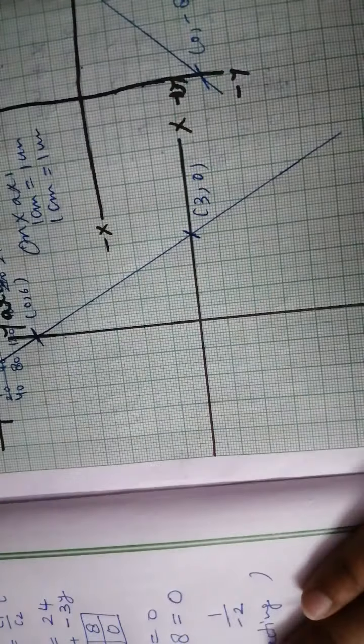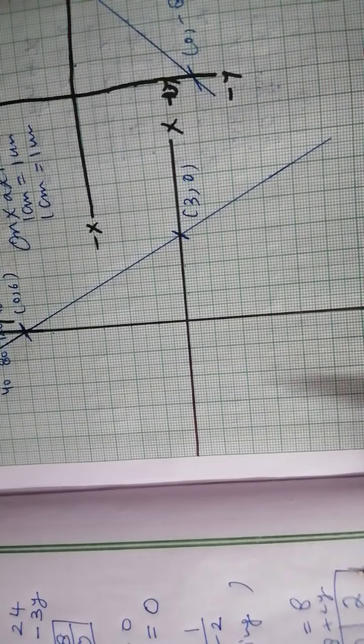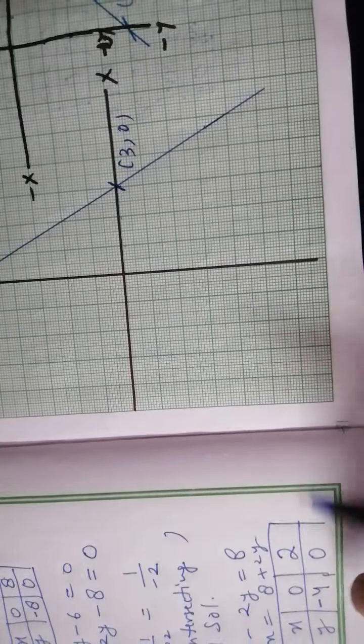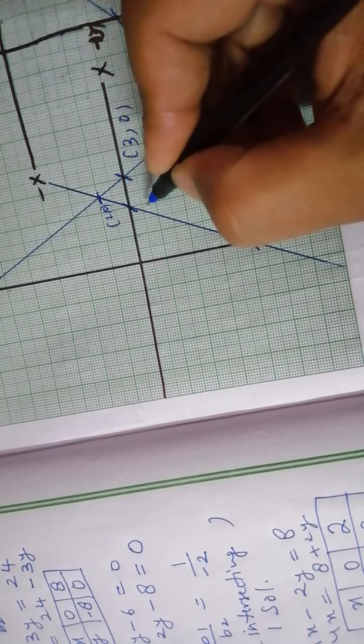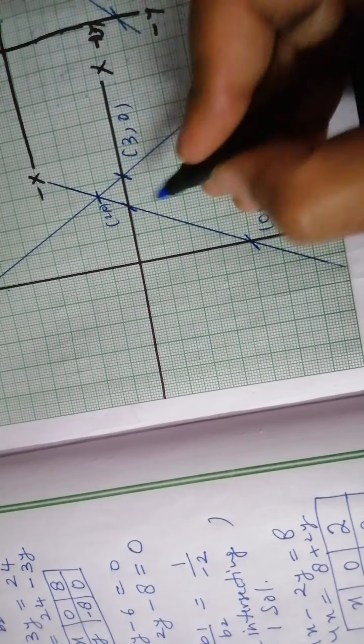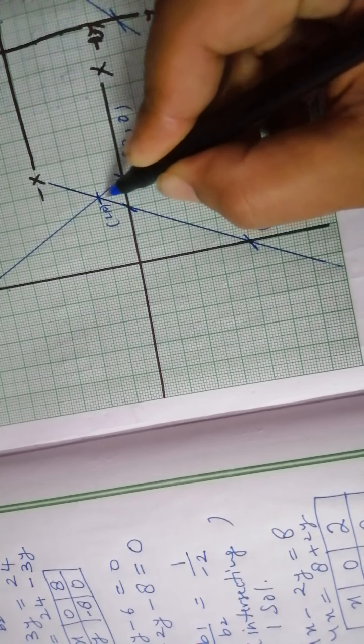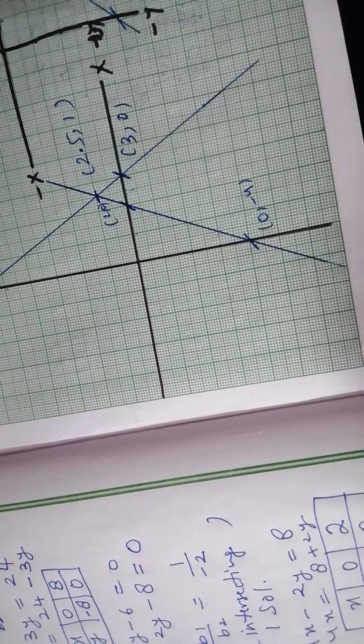That is a line. Now for the second equation, the points are 0, minus 4: 1, 2, 3, 4, and 2, 0. Join these points also. Here you can see both the lines meet at this point, so this is the solution. It will be 2.5 on the x-axis and 1 on the y-axis. So 2.5, 1 is the solution.